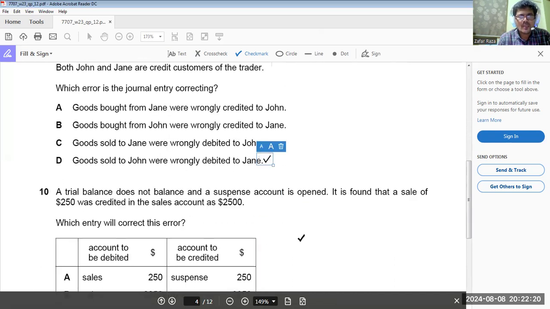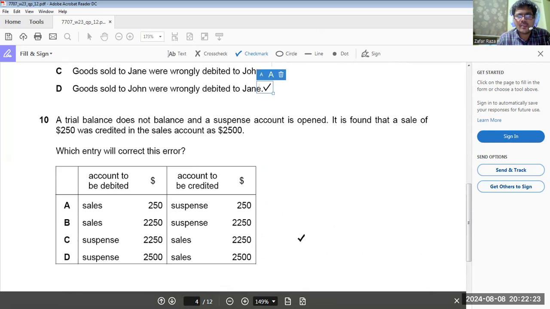Okay. A trial balance does not balance and a suspense account is opened. It is found that a sale of 250 was credited in the sales account as 2,500. So we have to debit sales and create suspense. When we have to debit sales, we will have to decrease sales by 2,250. So it's very simple. B option should be the answer. Because we have to decrease sale. When we have to decrease sale, we have to debit sale. So these two options, C and D, are useless.